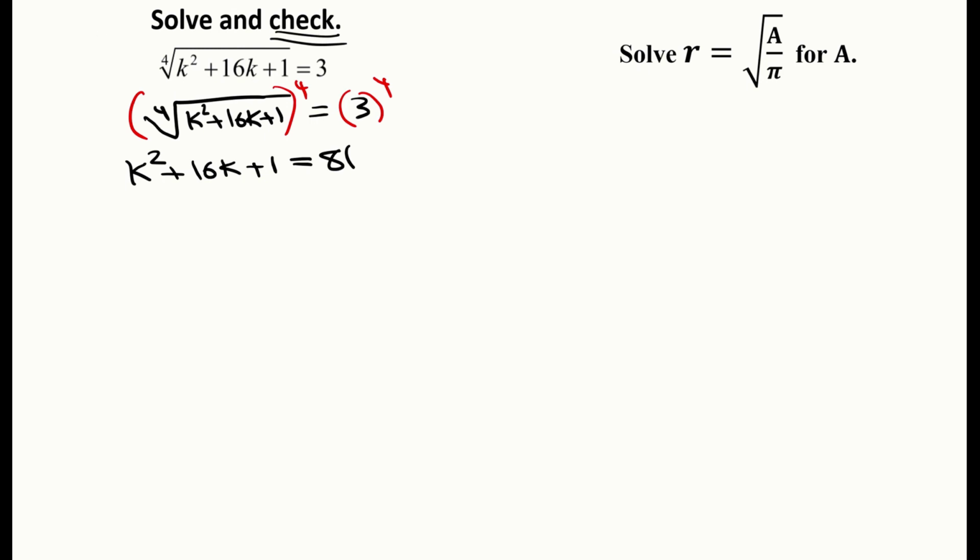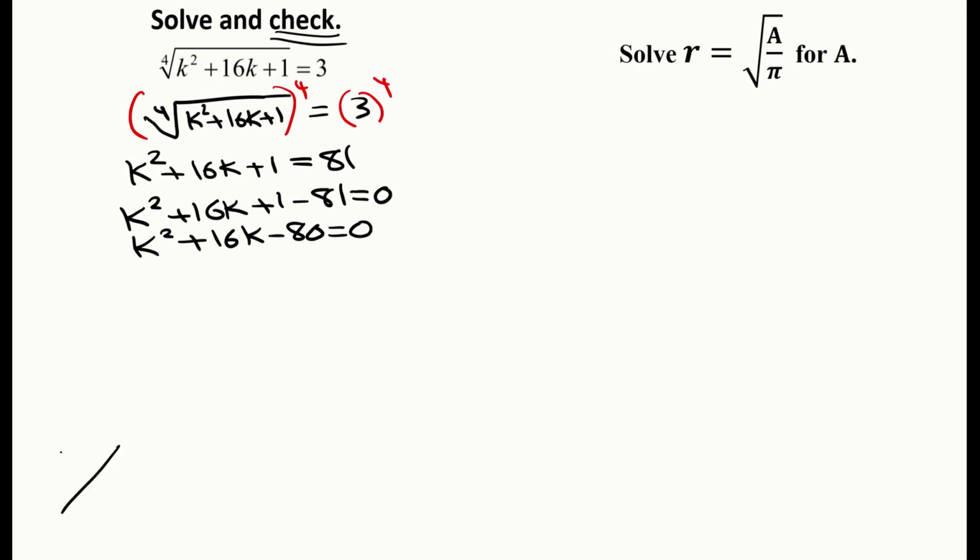So now that's just a simple quadratic, which we know how to solve. We'll go ahead and bring the 81 to the left side. So we get k squared plus 16k plus 1 minus 81 equals 0. So k squared plus 16k minus 80 equals 0. Lead coefficient here is 1, so that means we can use the big X. We're looking for two numbers whose product is negative 80 and whose sum is positive 16.